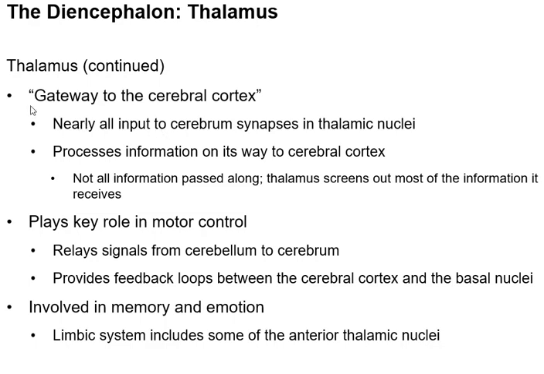Another thing that I like about the thalamus is it's the gateway to the cerebral cortex. So you have to go through the thalamus and then pass it on to the rest of the cerebrum. And it says not all information is passed along. The thalamus screens out most of the information it receives, so it doesn't send it on.